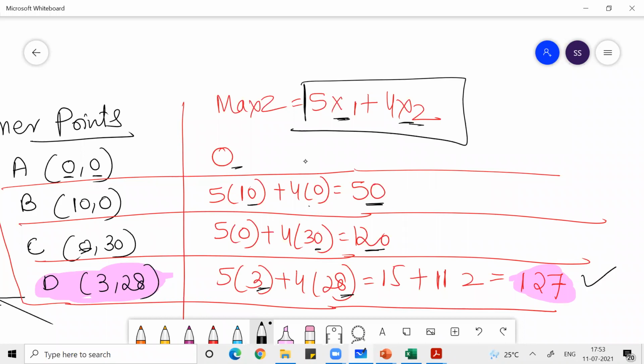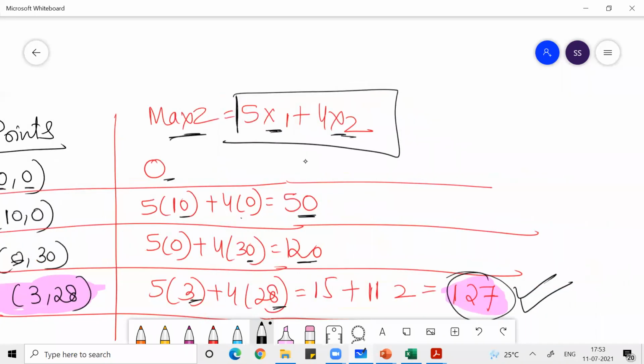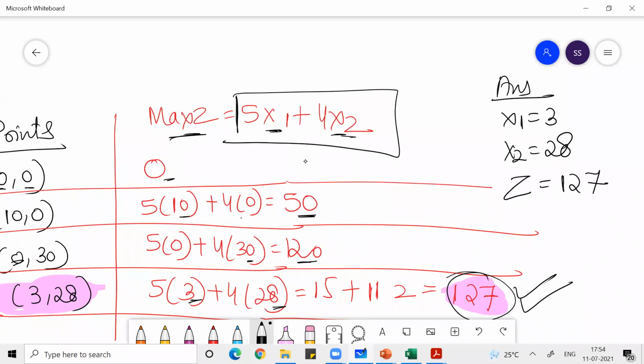Are you getting it? So here my objective function was to maximize the z. So where I'm getting maximum z at this point. So the answer was x1 should be equal to 3, x2 should be equal to 28, and the maximum value of z what you get, it should be 127.